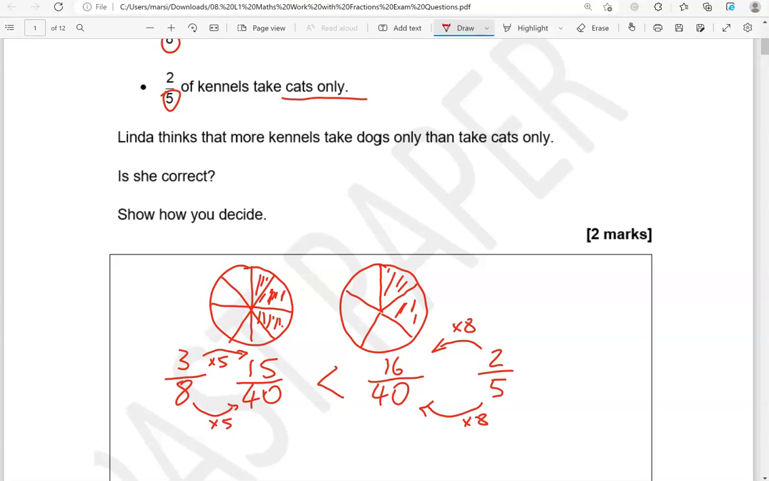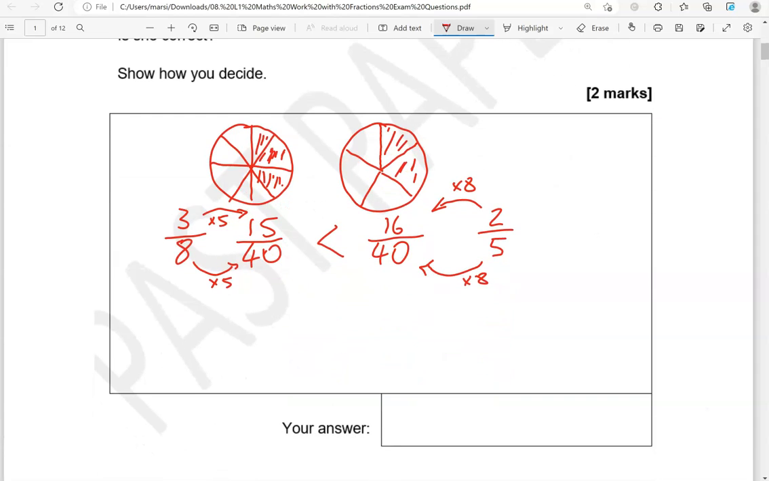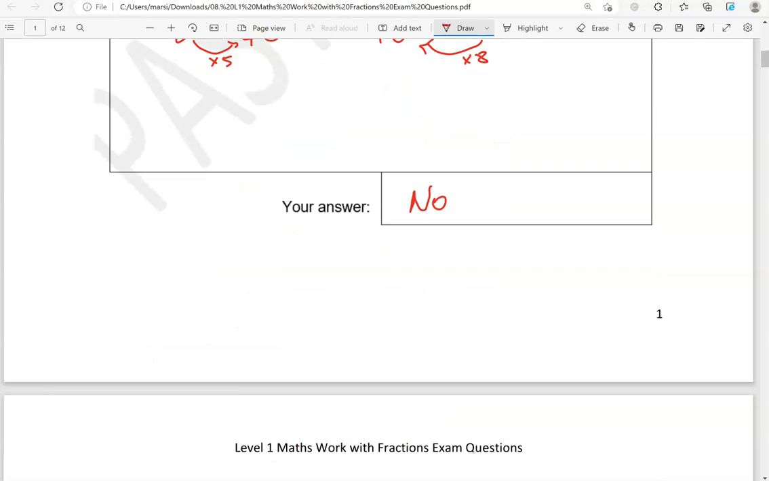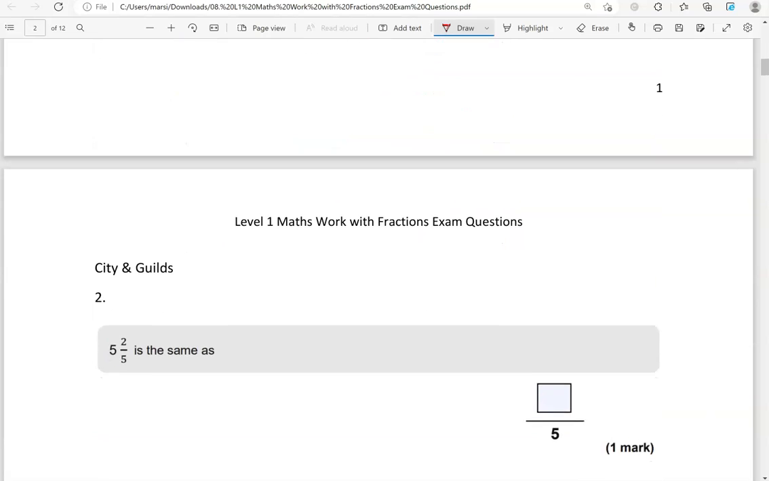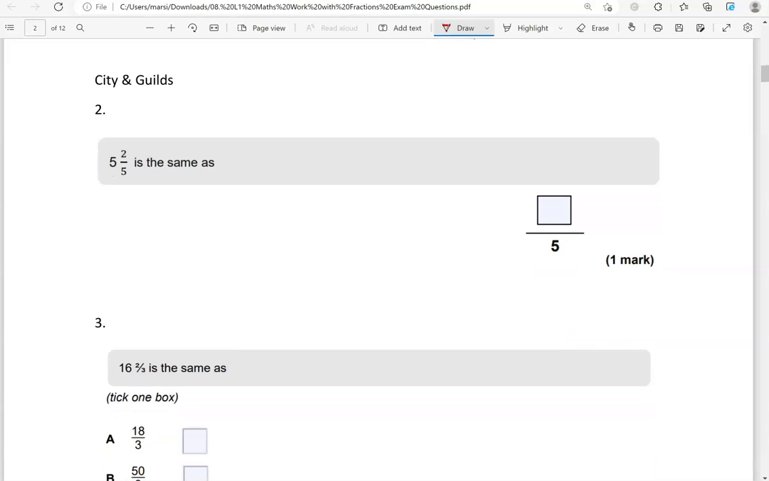Linda thinks that more kennels take dogs only than take cats only. Is this correct? No, it's not. Also, to clarify, you don't need to draw these circles, pies, pizzas, whatever you want to call them. I've just drawn them to help you understand. But if it helps you, feel free to draw them even in the exam.